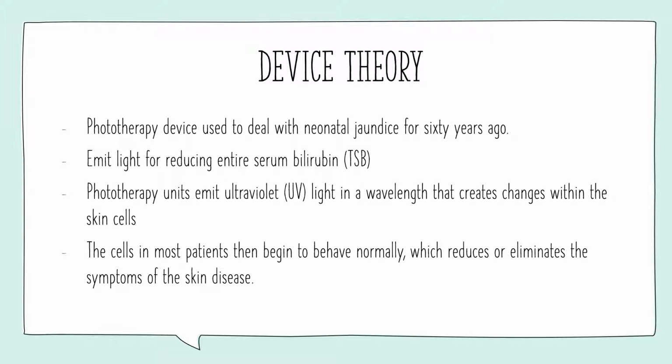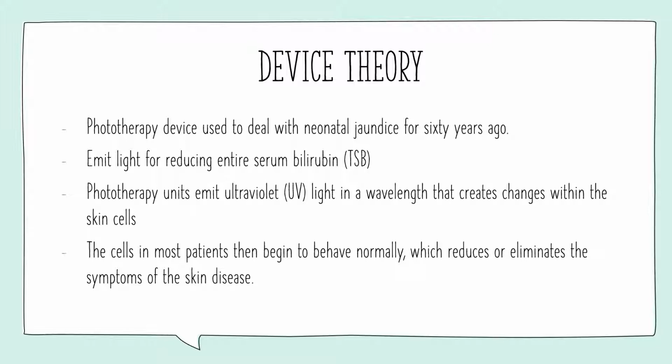Device theory. It has been 60 years since phototherapy was invented to deal with neonatal jaundice. However, 0.4 to 2.7 per 100,000 newborn babies develop clinical complications. The phototherapy reduces the total serum bilirubin, which is called TSB.